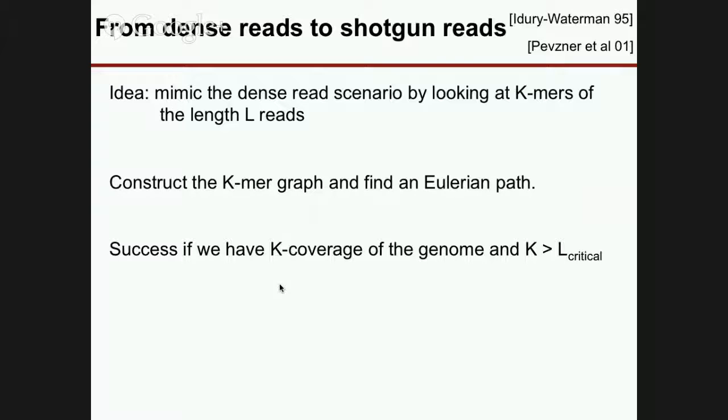Can anyone tell me what's the condition you need? So I give you a k, let's say k equals 100. What do you need the reads to satisfy? The reads should overlap by at least 99 or 100, somewhere around there, right? I always miss it by 1.